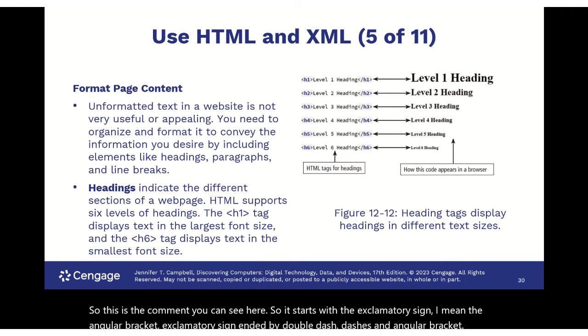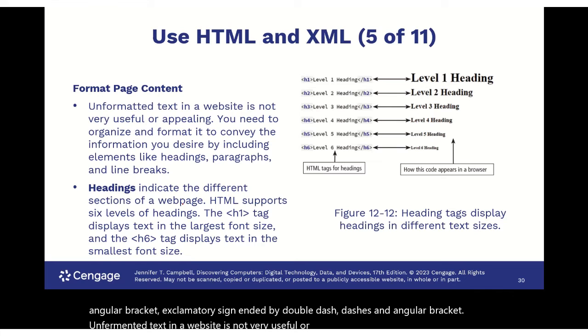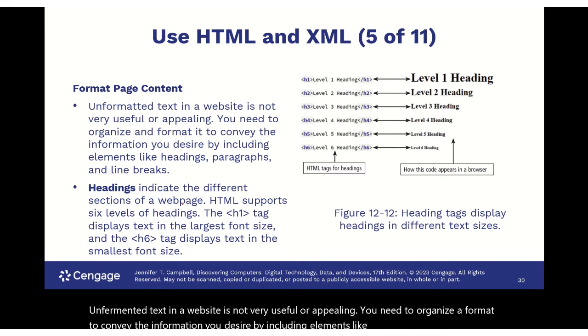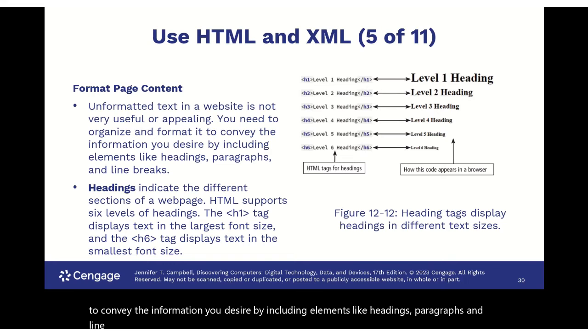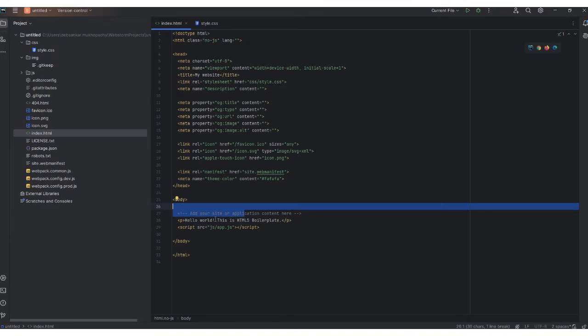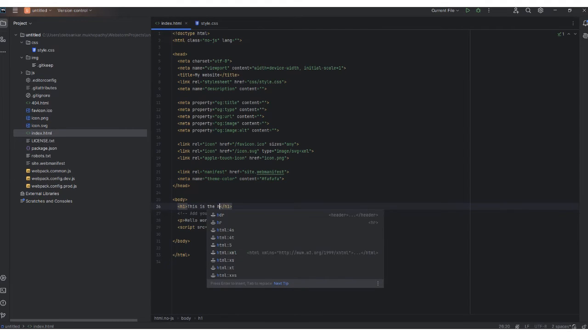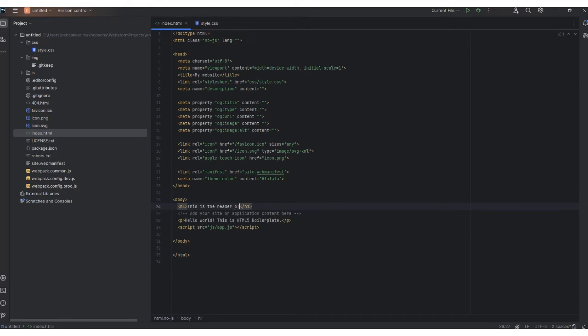Unformatted text in a website is not very useful or appealing. You need to organize and format to convey the information you desire by including elements like headings, paragraphs, and line breaks. In our website, for example, the hello world, it's not very comprehensive, but you can try those. You can say h1 as the header. You can say this is the header of my site. Now you can see that there is a paragraph section, which is good.